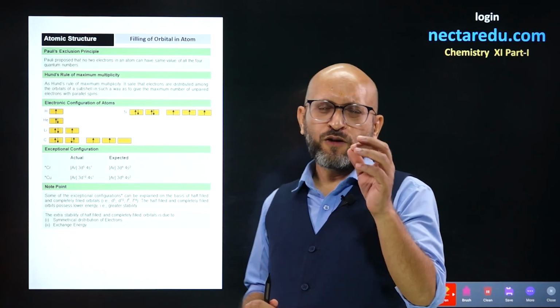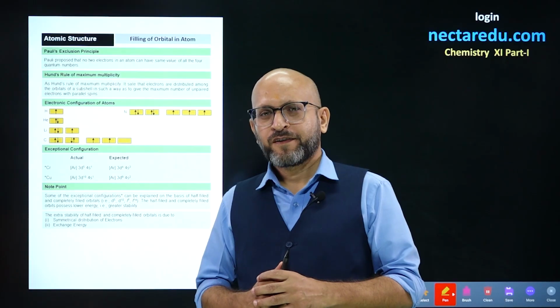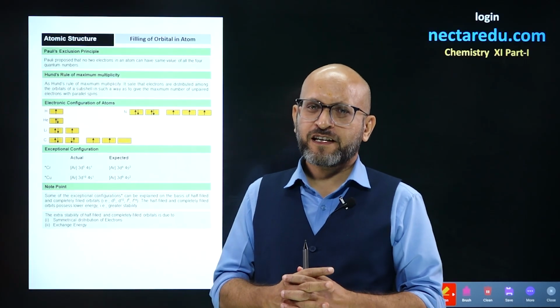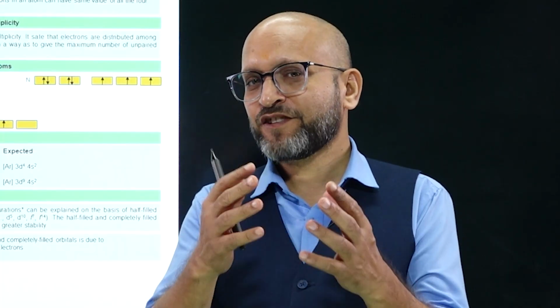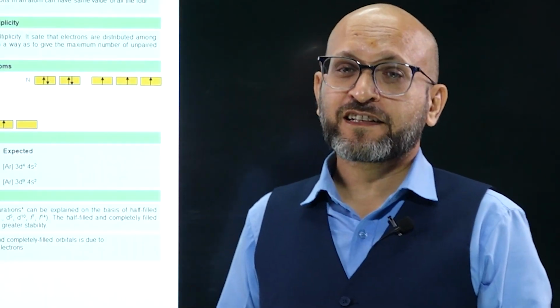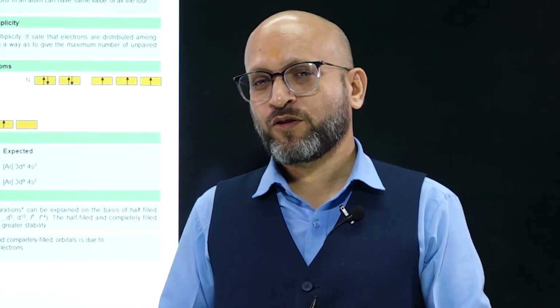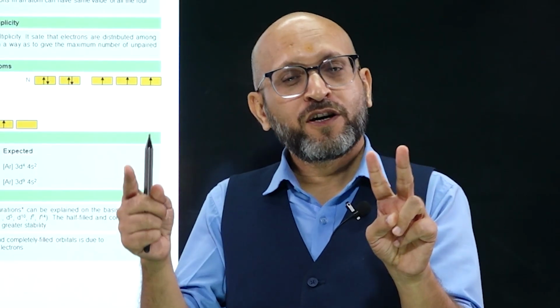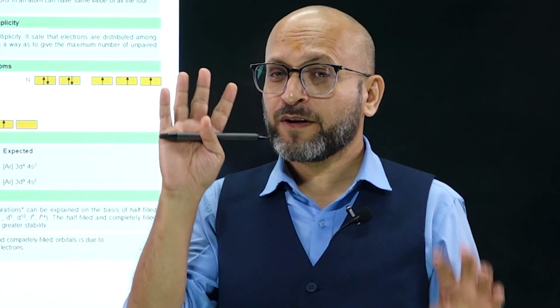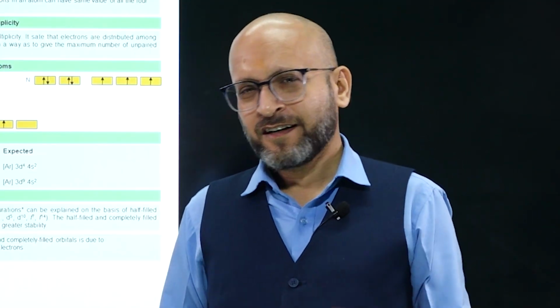We have learned how the electrons are filled inside an atom according to the Aufbau principle. There were other principles given on the basis of how the filling should happen, what the quantum number values will be. One of those principles is Pauli's exclusion principle. Pauli's exclusion principle says that no two electrons inside an atom should have all four quantum number values the same. I hope you understand that.